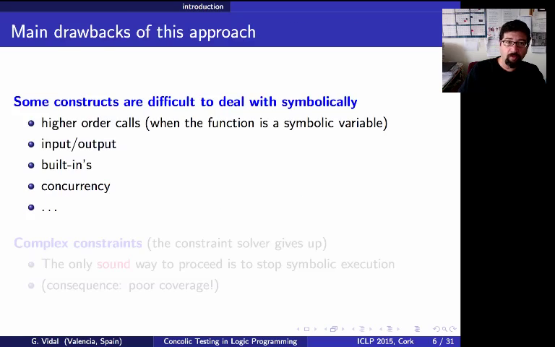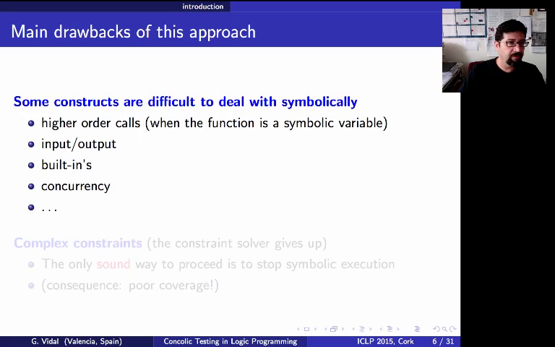So what are the drawbacks of this approach? The main drawback is that when you define a symbolic execution mechanism, sometimes it's very difficult to deal with some program constructs. So, higher order calls, when the function name is a symbolic variable, so you don't know which function to call, and well, you can perform some closure analysis. There are some ways to improve the situation, but this is not easy to deal with.